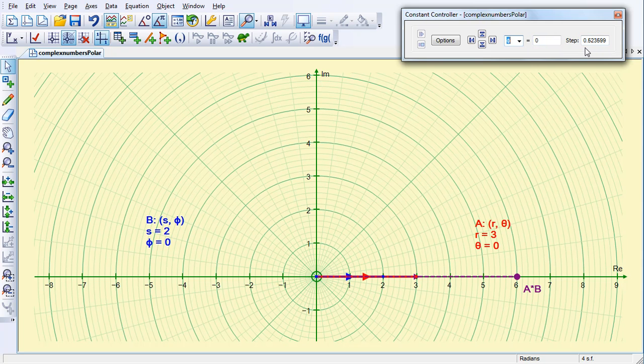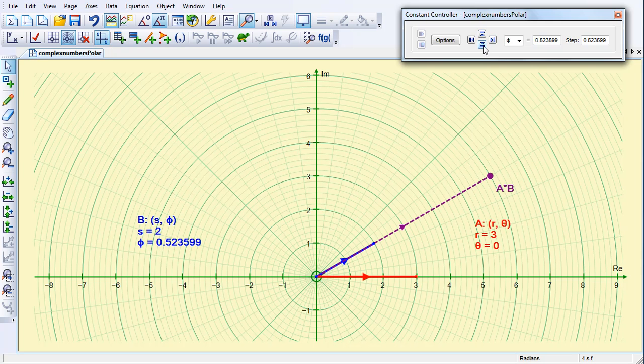And I've set up my step size as pi over 6. So using the constant controller, I can change the argument. And I can see that my product is being rotated by the value of the argument.